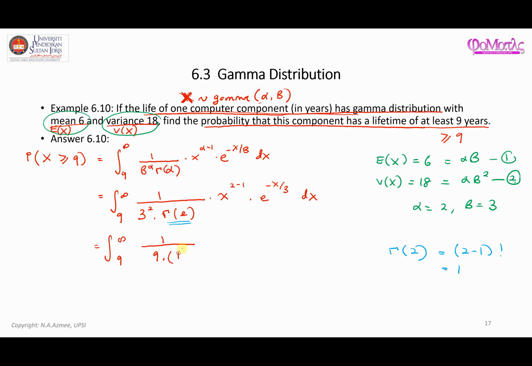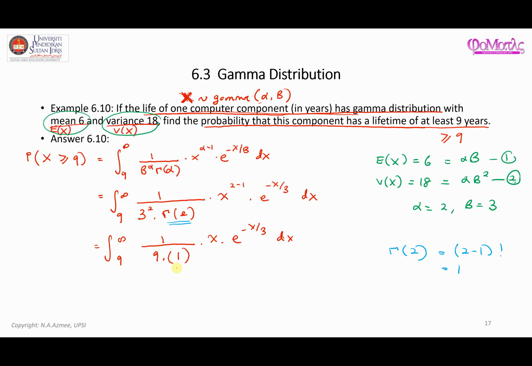Let me just make it even clearer. I'll write down 1 right next to this number here. Next is x. 2 minus 1 is 1, so that's just x, e to the negative x over 3, dx.